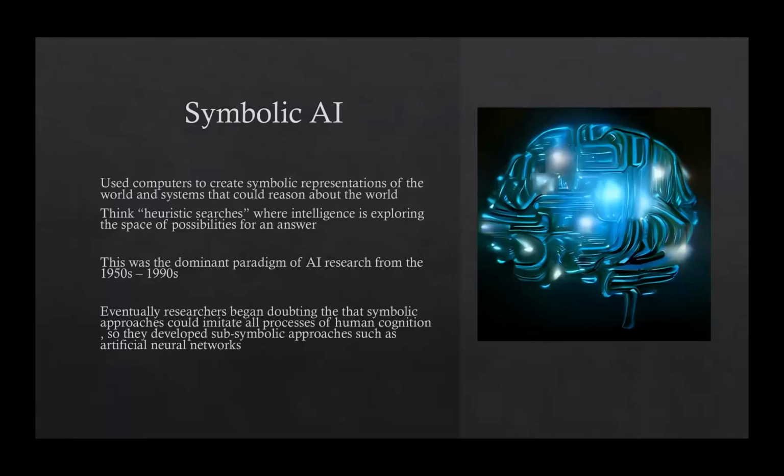And this was the predominant paradigm of AI research from the 1950s to the 1990s. Ironically, the AI algorithm that we're running was initially developed, I think, in the mid 60s. So that makes sense. Eventually, though, researchers began doubting that symbolic approaches could imitate all processes of human cognition, because, again, human cognition is a very complicated thing. So they developed sub-symbolic approaches such as artificial neural networks, which are really popular and just really prevalent now, especially with things like data mining, image processing, etc.